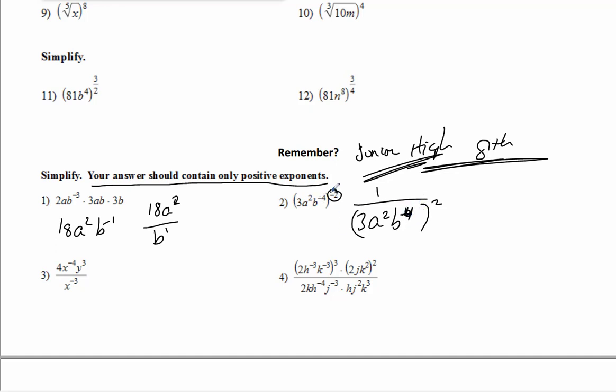Because I put it in the bottom. Well, really, the -2 is the only one I'm dealing with right now. And now let's kind of multiply them out. So 3 squared is 9, so I get a 9 here. Multiply powers, 2 times 2 is 4, so it's a to the 4.